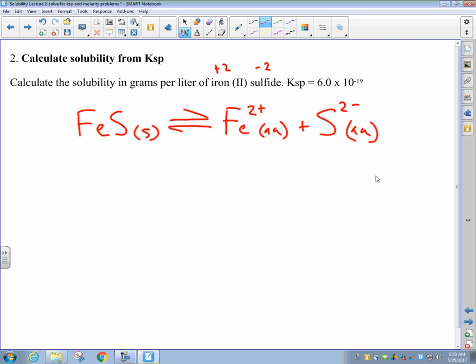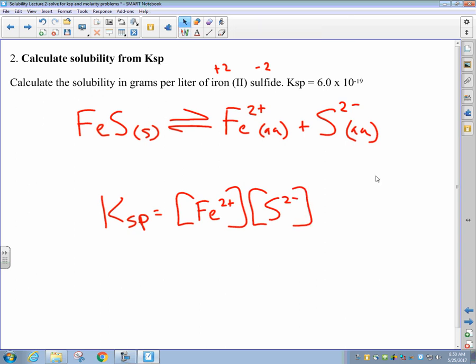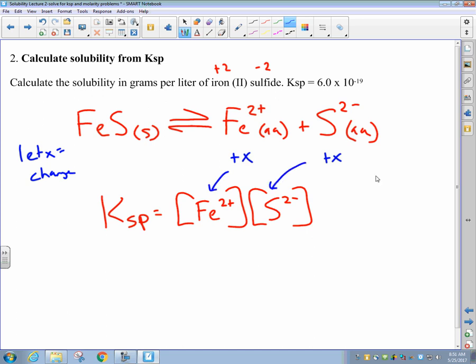We're now ready to write a KSP expression. Our KSP expression for this problem would be the concentration of the iron 2 ions times the concentration of the sulfide ions. If we let x equal the change, we know for every one of the iron 2 sulfide molecules that dissolves, we're going to increase our iron concentration by x and increase our sulfide concentration by x. So those are the 2 values that we're going to plug into our expression here. We know our KSP, it's given to us in the problem, 6.0 times 10 to the minus 19th, and that's going to equal x times x, or just simply x squared.